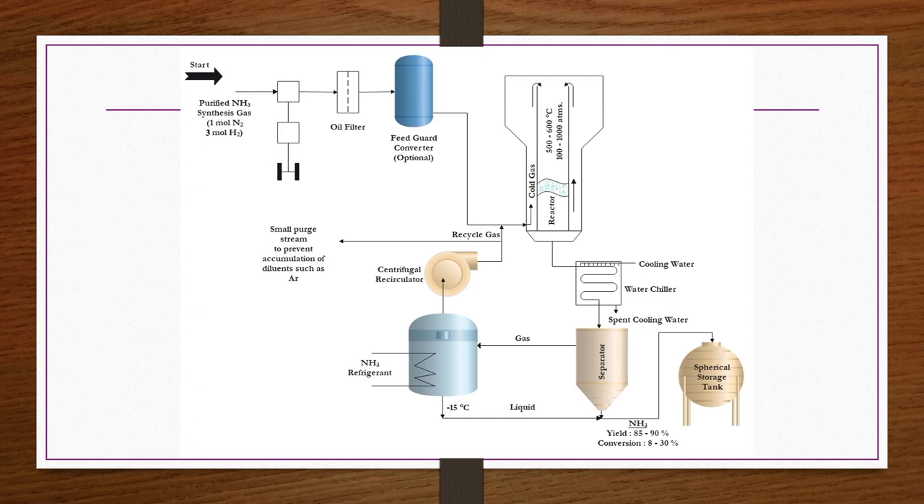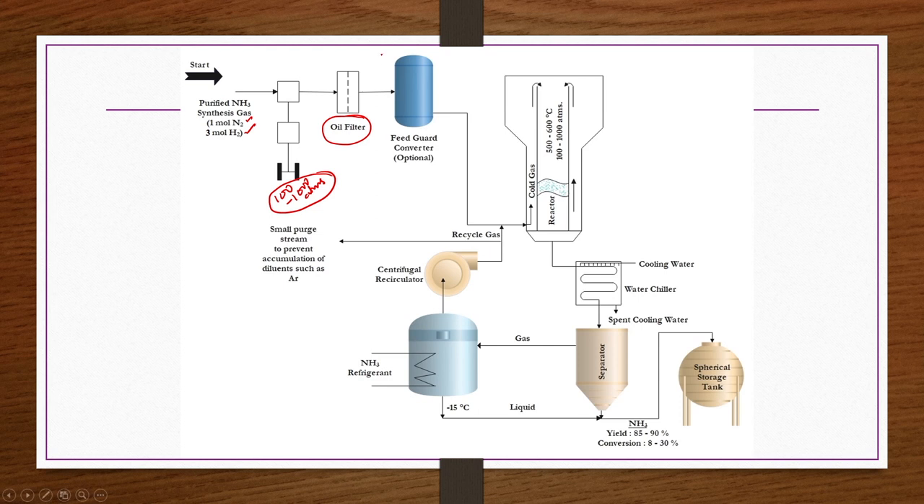Now we are going to see the process schematically, how to get ammonia from its synthesis gas. Ammonia synthesis gas is 1 mole of N2 and 3 moles of H2. Purified ammonia synthesis gas is compressed to between 100 and 1000 atmospheres, right? When compressing to such high pressures, obviously you need highly efficient compressors, and these compressors are run by fuel oils. While compressing, it is possible that some of the oil may also go along with the compressed synthesis gas. So that oil has to be removed by an oil filter.